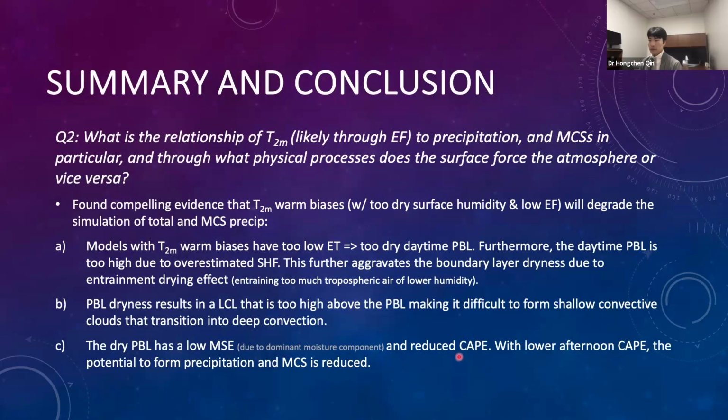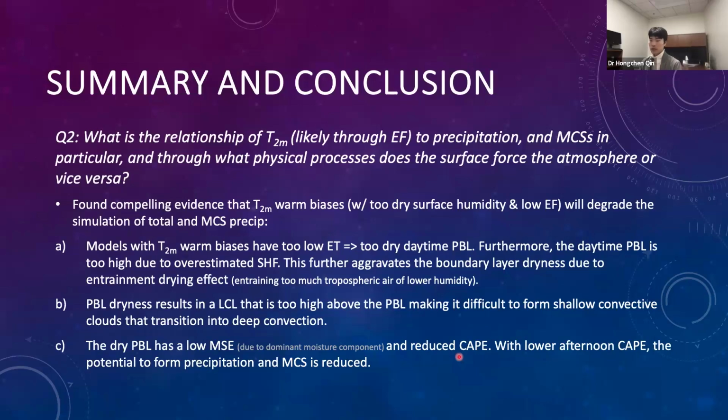We found compelling evidence that T2M warm biases will degrade the simulation of total and MCS precipitation in a model. Models with T2M warm biases have too low ET and too dry daytime boundary layer. Furthermore, the daytime boundary layer is too high due to overestimated sensible heat flux, which further aggravates the boundary layer dryness due to entrainment drying effect.